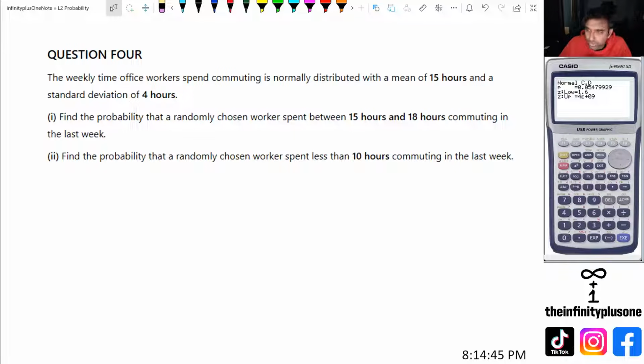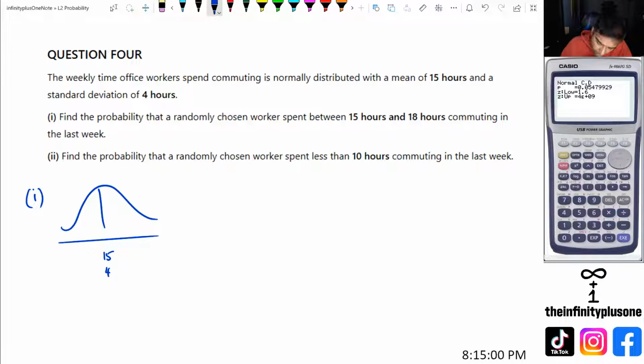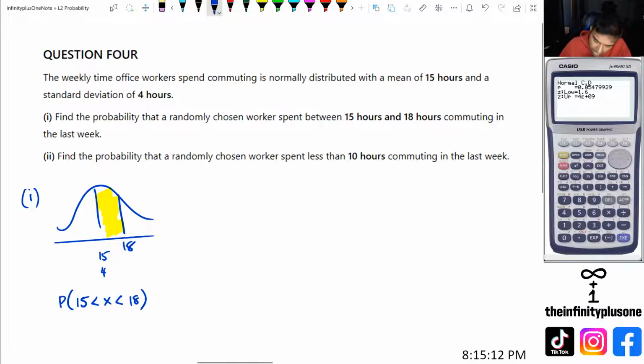All right, so let's go through this one here. Part 1. So what I've got is we've got a mean of 15 hours and a standard deviation of 4 hours. So we're going to basically just chuck that up there. We've got 15 and 4, and we're looking for between 15 and 18. So 18 is going to be here. I'm just going to draw that as a quick diagram. And then I've got probability of 15 to 18.